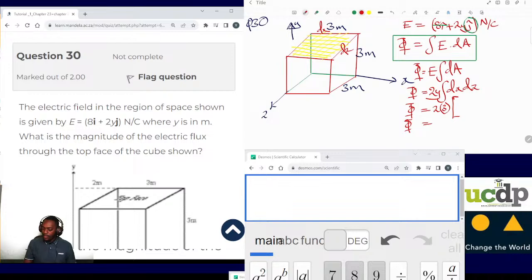Then we said our dx, x, and that will be x, that will be y, and that will be z. So that will be 6, and our x is 3, and our z is 3 again. So the flux becomes 6 times 3, that's 18. 18 times 3 should be 54.